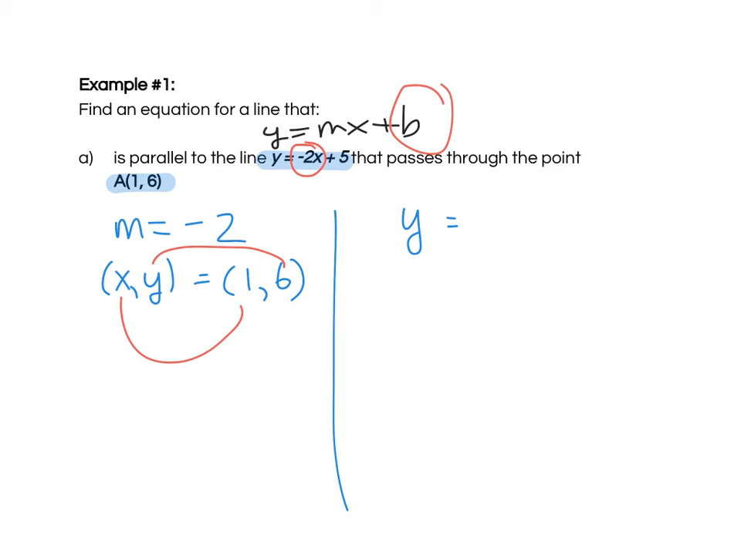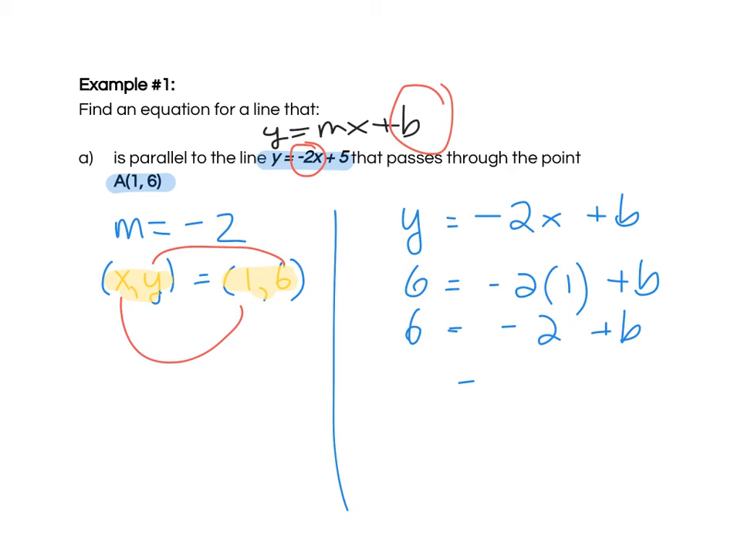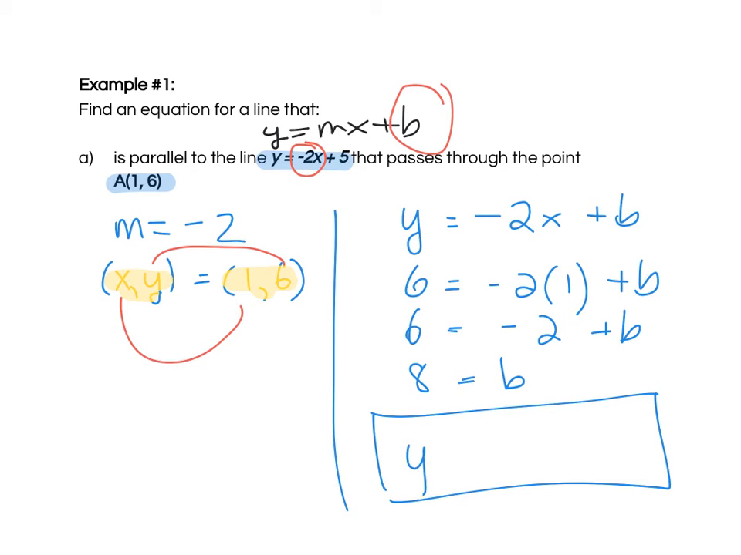So here we go. So y equals mx plus b, I'm going to put in -2x plus b. And now I'm going to substitute in 1 and 6 for x and y. So 6 is equal to -2 times 1 plus b. And just cleaning this up, isolating b, b is equal to 8. So finally I can get my equation by subbing in the value of b back in. So y equals -2x plus 8. And there I go. There's a nice parallel line.